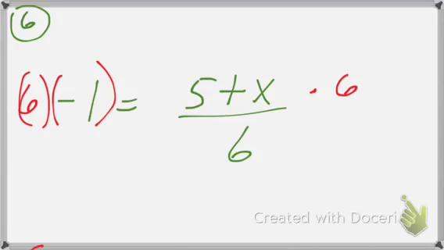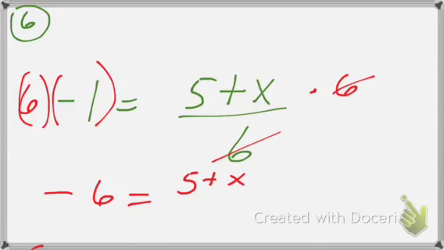Okay? All right, so on the right side, the 6's are going to cancel. Like that. They're going to cancel. And on the left side, it's going to give you negative 1 times 6, or 6 times negative 1, which is what? What is 6 times negative 1? Anybody? 6 times negative 1. Negative 6. Very good. Somebody got it. Okay, so it should look like that.